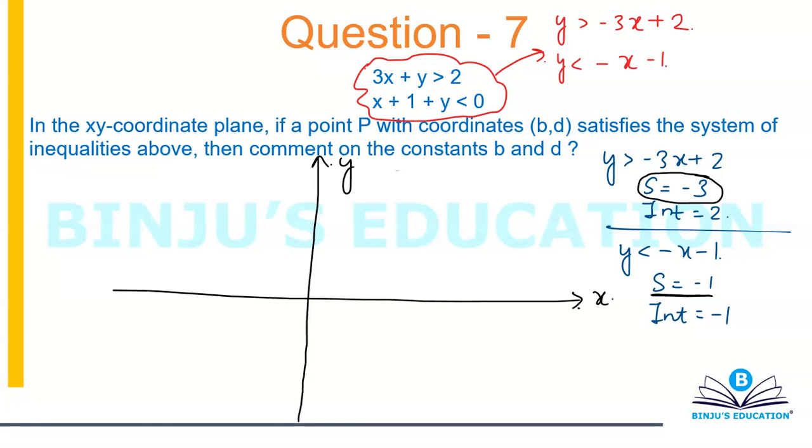Similarly, in this case, when you have a slope of negative 3 and a slope of negative 1, the line having slope of negative 3 is going to descend more.